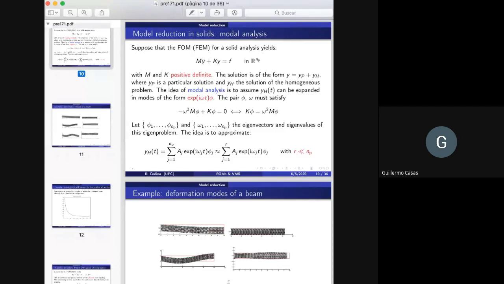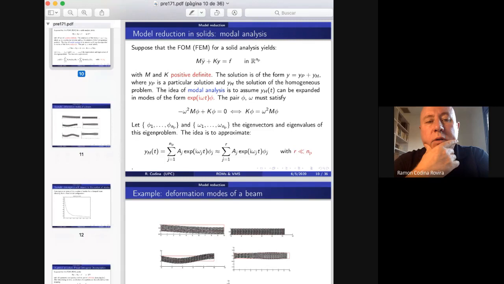No, the model reduction has different applications. The one that I have tried to explain here is perhaps the most obvious one. That means that you compute the high fidelity solution, let's say the full order model solution, and then you obtain the basis, and then you want to run the reduced order model for longer time, for example, or whatever.